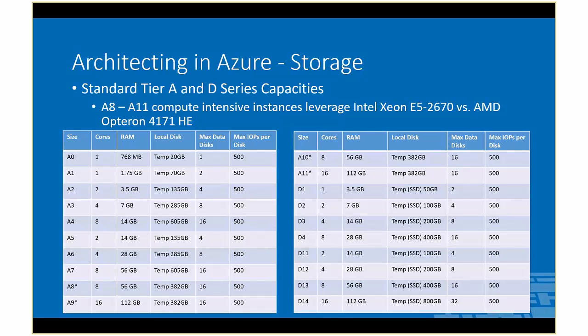Another thing to be aware of is the processors fluctuate a little bit with these different sizes. I noted up there that the A8 through the A11 are known as compute-intensive instances. You get an upgraded processor family with that. It moves into the E5s versus the commodity AMD Opterons. You can get Intels if you don't use the compute-intensive sizes, but it's random, and if you really want to make sure that you have a better processor, you're going to want to look at those different sizes.